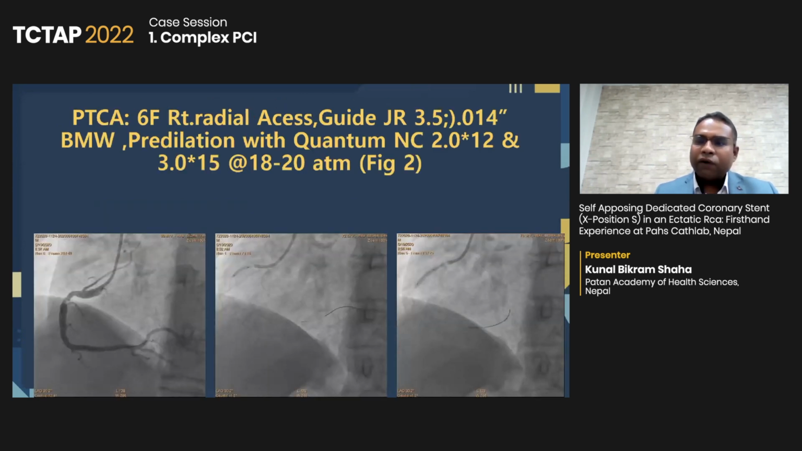So here, as the RCA was ectatic, we decided to go with a novel stent. I chose a middle-sized stent, which ranges from 3.0 to 3.5 and can expand up to a maximum of 5 millimeters. Using the right radial route, using a JR 3.5, we proceeded with the case.